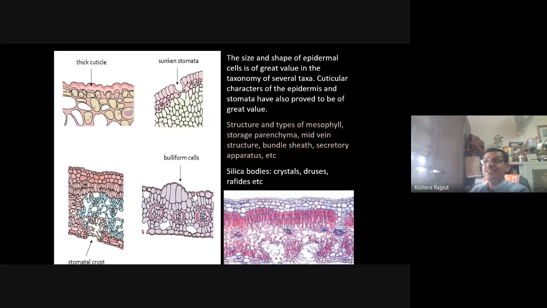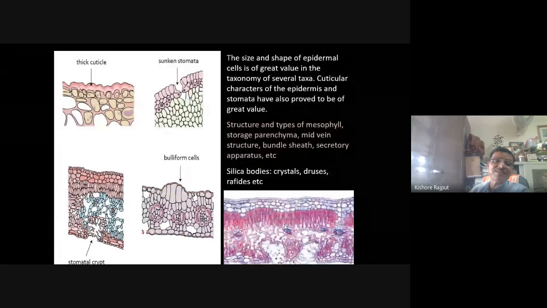Here, where water scarcity is there, that is maybe a physiological desert condition, you can see the adaptation of the plant. And then again on the left side you can see a very thick cuticle, where the plant wants to avoid the rate of transpiration. That is what can be detected just by taking the leaf section.